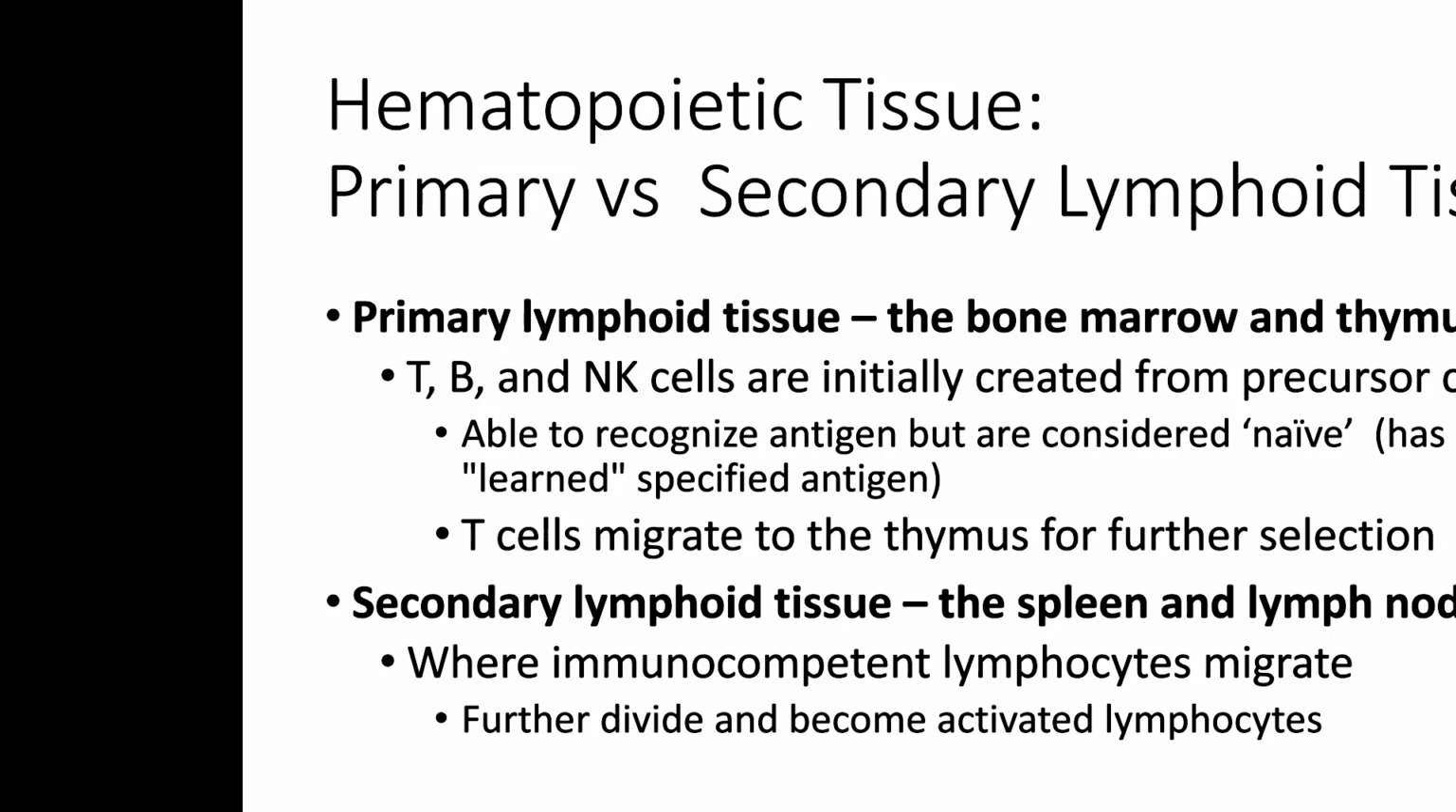When they need to become immunocompetent, or just learning the specific antigen, they need to move into the spleen and the lymph nodes.